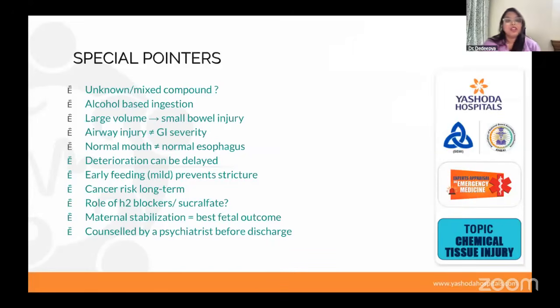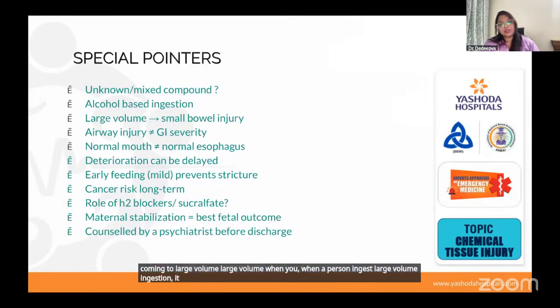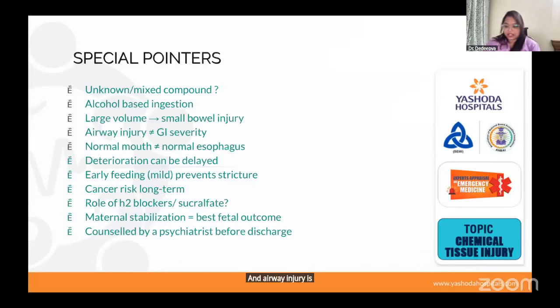Coming to large volume, when a person ingests large volume, it often surpasses the esophagus, stomach, and goes through ileum and jejunum. So highly likely it causes small bowel injury, and airway injury is not equal to GI severity. And a normal mouth is not equal to a normal esophagus.